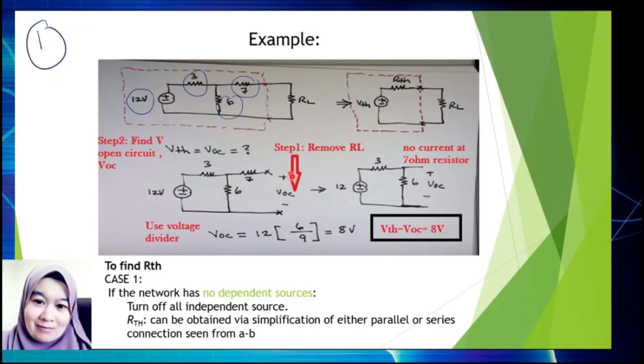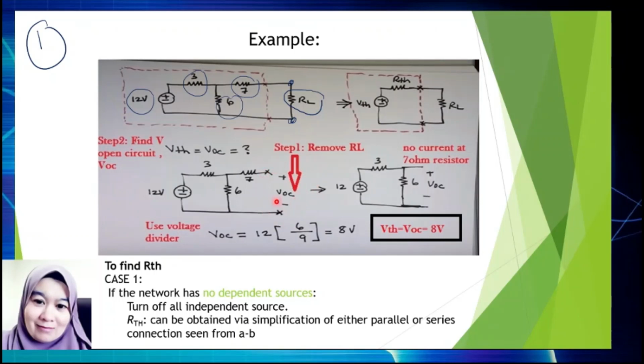So how do we find VTH? VTH is the same for all cases. We just find VTH as the open circuit voltage. First, we need to remove RL, the load resistor, to get the open circuit voltage. In this case, we can use the voltage divider rule. We need to find the value of the open circuit voltage here.